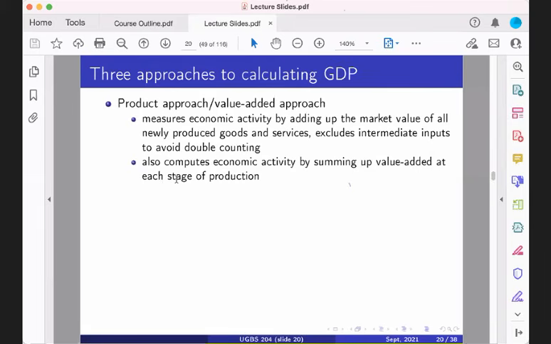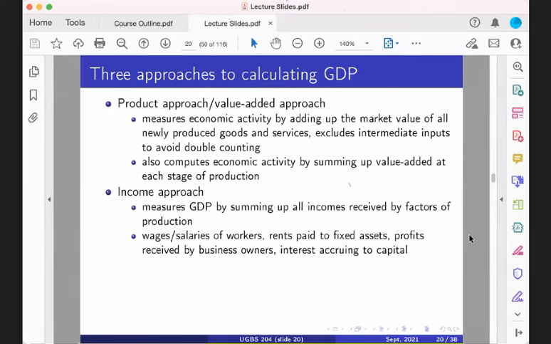Okay, so you can decide to add up the value added at each stage of production, or just pick on the market value of newly produced goods. The two approaches should give you the same value for GDP if you use the product or the value added approach.